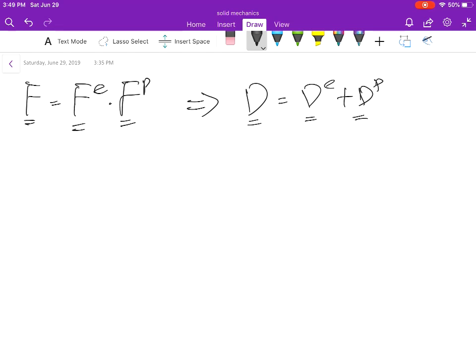So first, let's recall that the deformation gradient tensor F is defined as this, where the lower case x denotes the position in terms of the current configuration, and the upper case X denotes that the location is in terms of the reference configuration. So let's start our derivation.